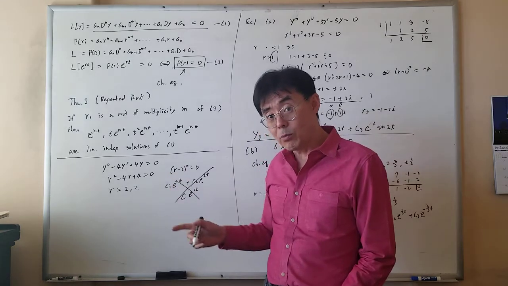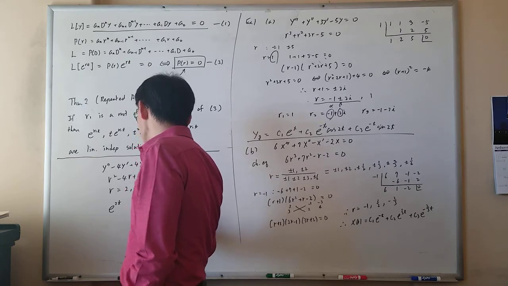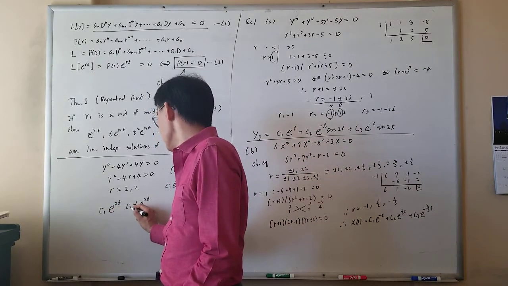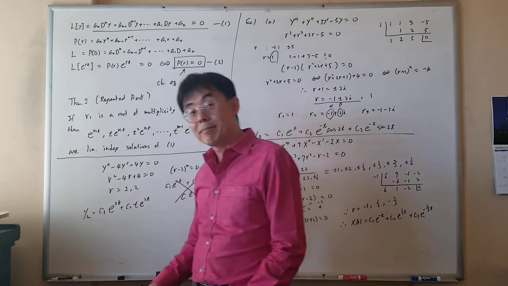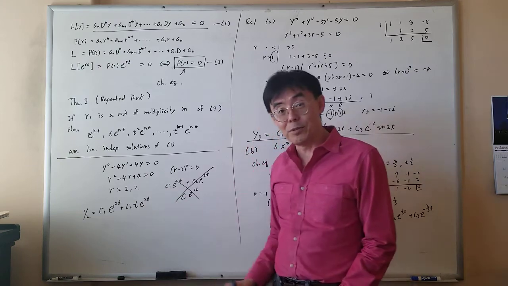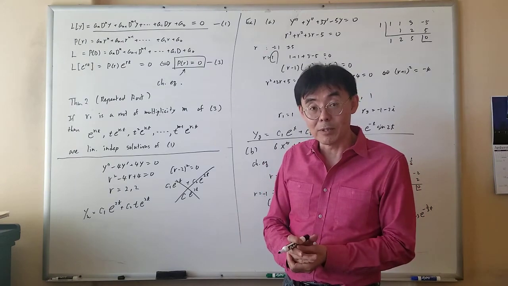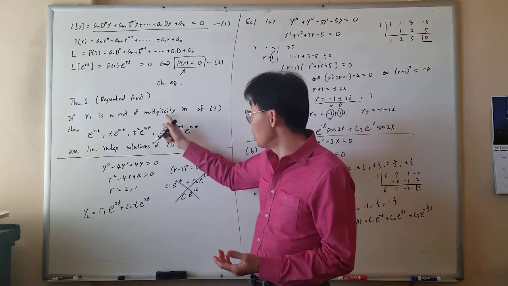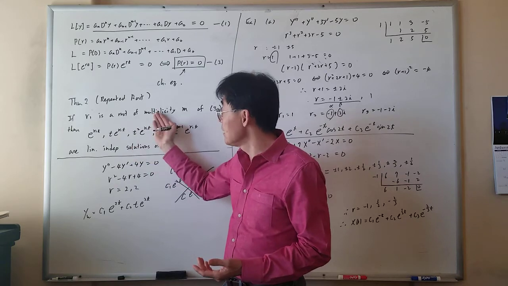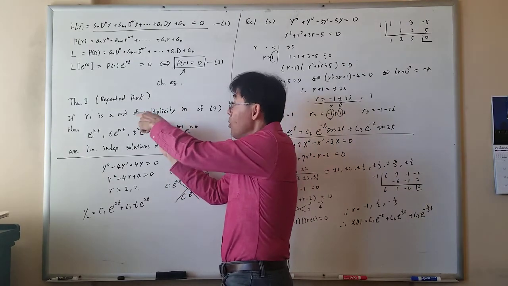Okay? At that time, what we found was that in that case, not only e to the 2t, but t times e to the 2t were solutions. And they're linearly independent. So you just combine it this way. Right? So when you have a double root, not only e to the 2t, but t times e to the 2t. So two of them. So you can generate the same number of linearly independent solutions. Likewise, if you multiply with 3, then e to the r1t, t times e to the r1t, t squared times e to the r1t. So you have 3 linearly independent solutions easily from that triple root.